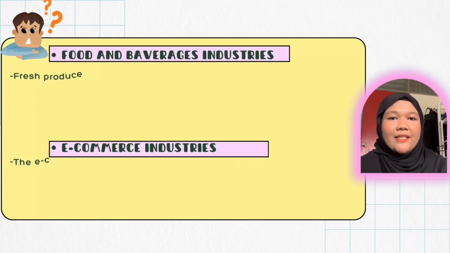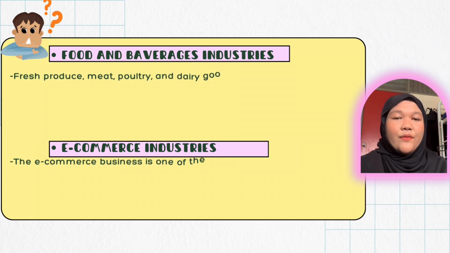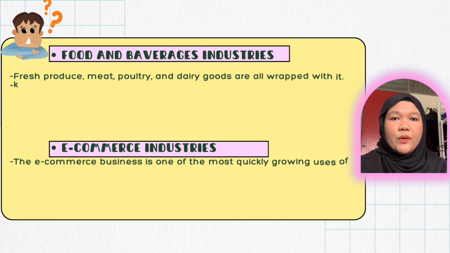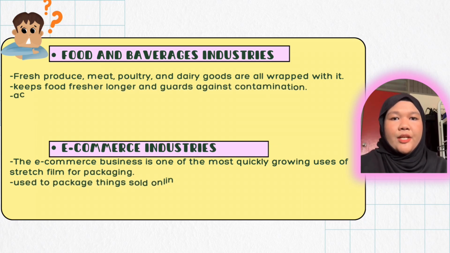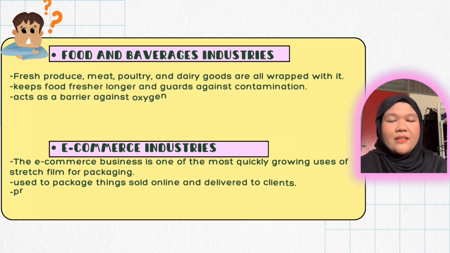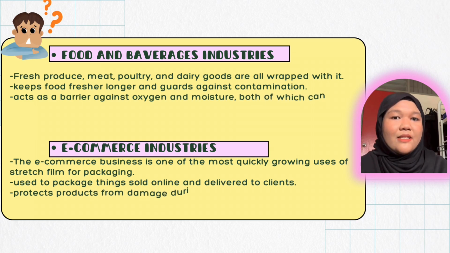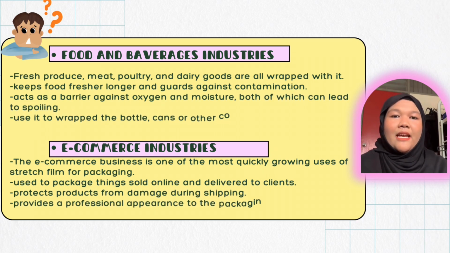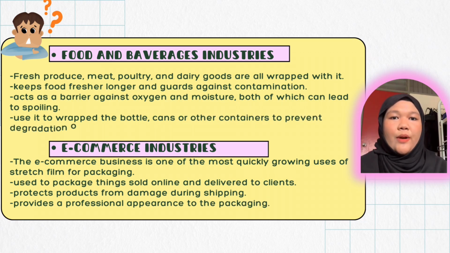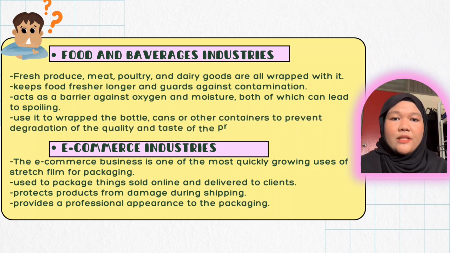One of the biggest industries for stretch film packaging is the food industry. Fresh produce, milk, poultry, and dairy goods are all wrapped with it. Packaging film keeps food fresher longer and guards against contamination. Additionally, it acts as a barrier against oxygen and moisture, which both can lead to spoiling. As for beverage, we also use it to wrap the bottles, cans, or other containers to prevent degradation of the quality and the taste of the product.